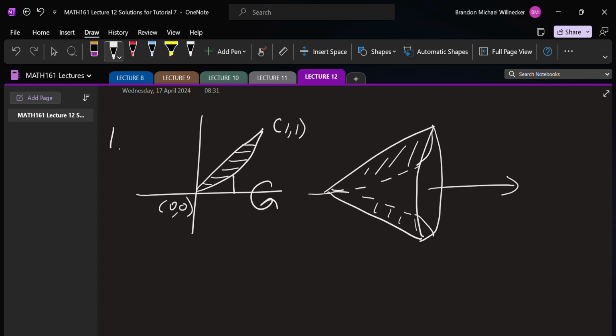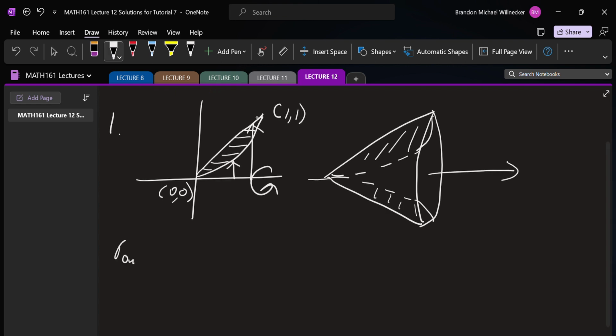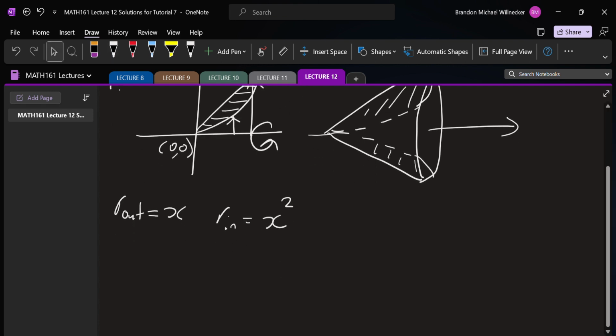So we've got our inside radius and our outside radius, and we can see that from the volume. If we look at the axis of rotation, from the axis right out to the end of the shape, that's to the line, so that's the outside radius. From the axis to the curved part, that's the inside radius. So R out is out to the line, so that's x. R in is to the parabola, so that's x squared. That's everything we need to set up the integral.